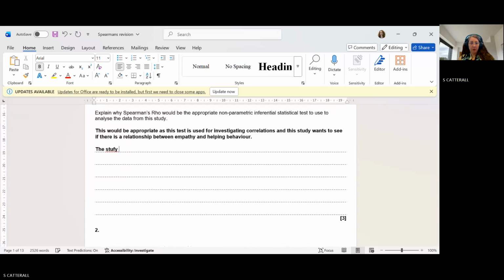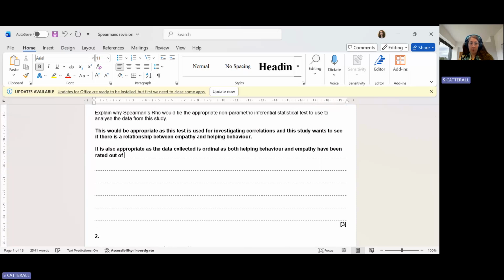This study, in fact, let's just put it. It's also appropriate as the data collected is ordinal, as both helping behaviour and empathy have been rated out of 12. So there you go, that would get you the marks for that one.